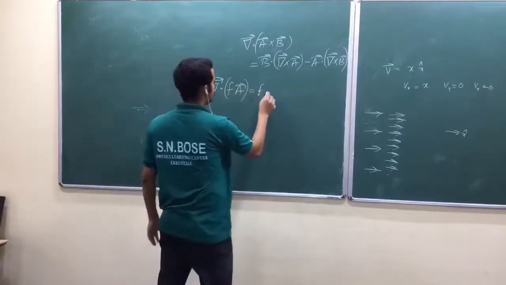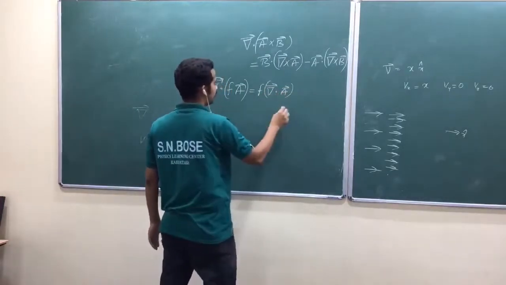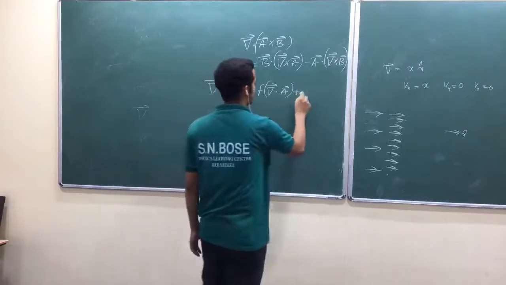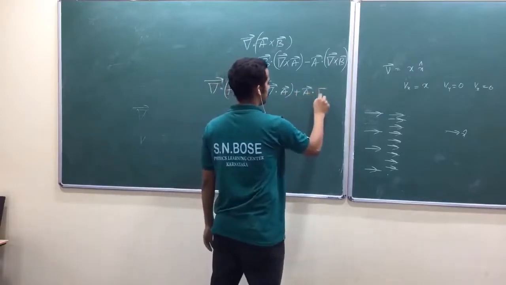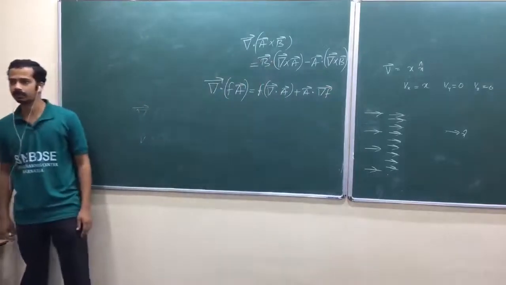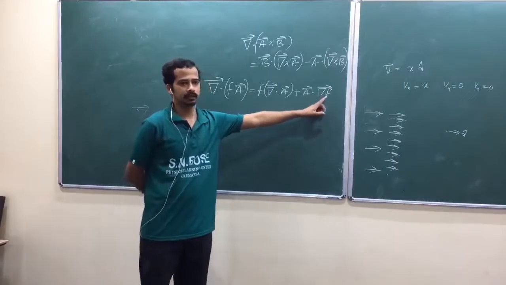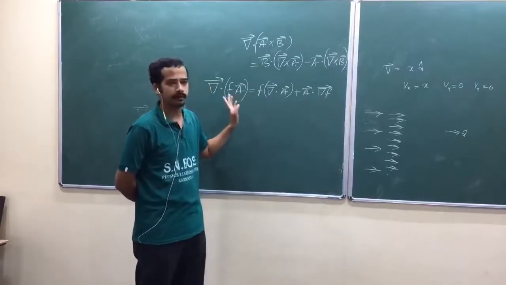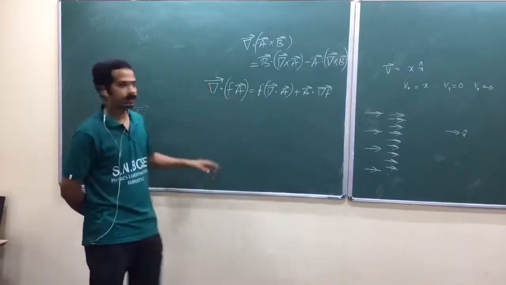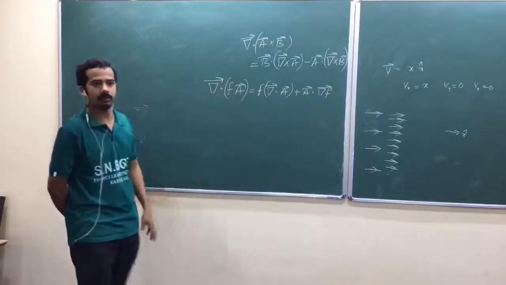So f into del dot a, plus a dot del f. Am I right? The right hand side should be scalar. Be careful. F is a scalar function. A is a vector field. So it is a multiplication of scalar function and vector field. Yeah, we need this one to solve some problems also.